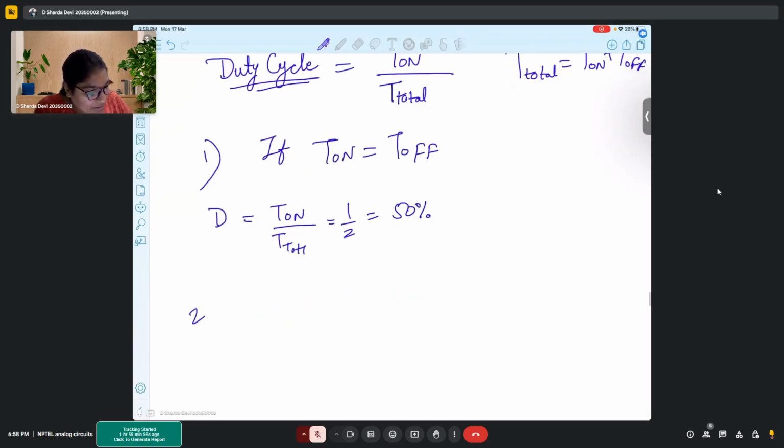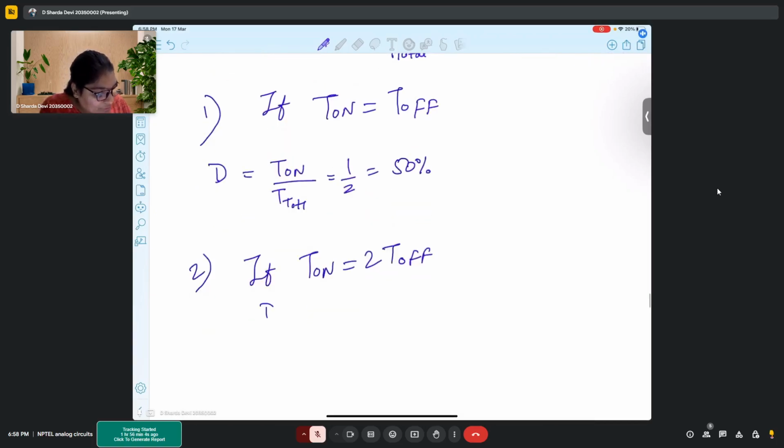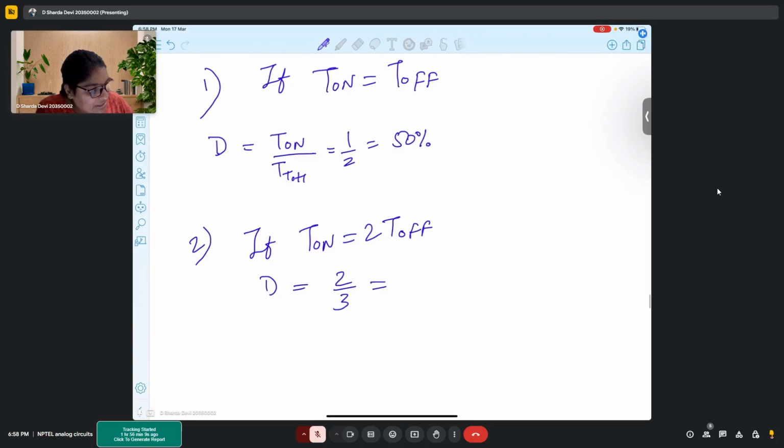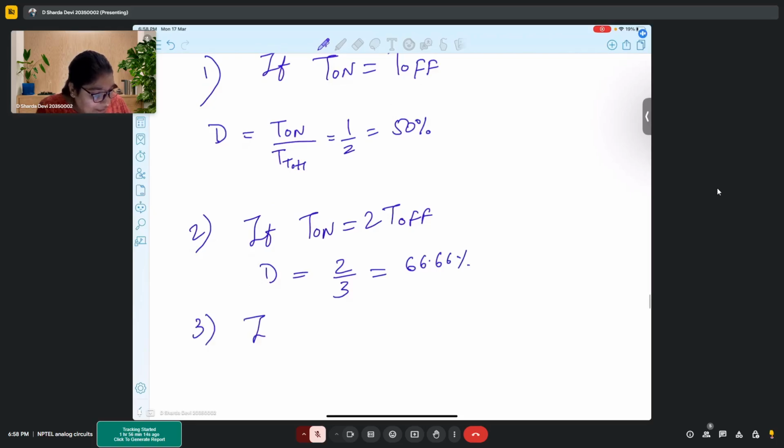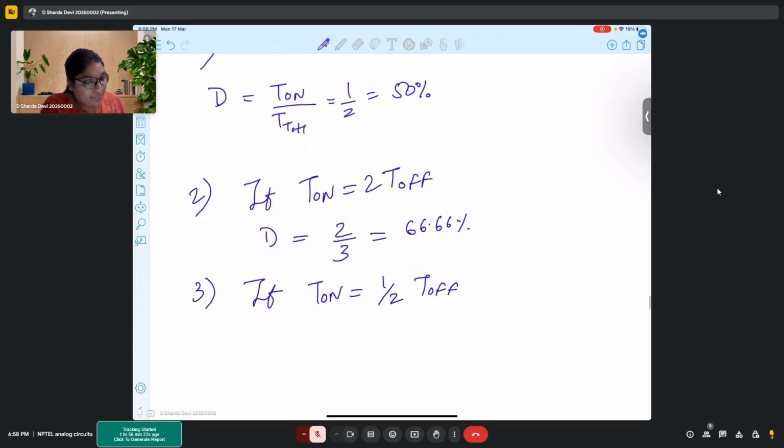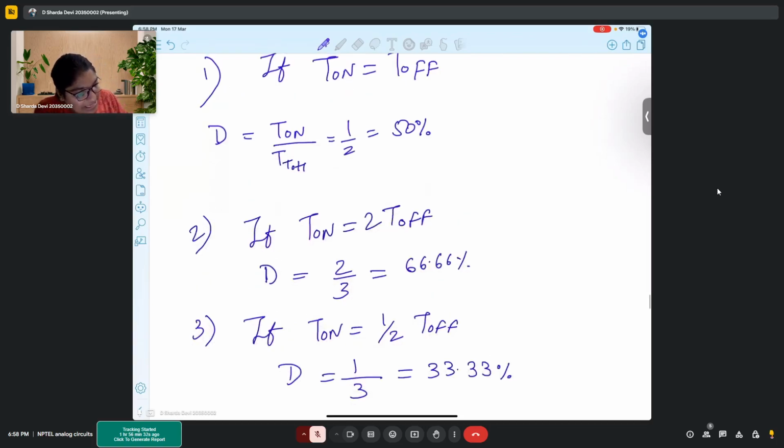This is case 1. Now in case 2, if I say my T on is twice of T off, then my duty cycle becomes 2/3, right? Which is 66.66%. And if it is the other way around, T on is half of T off, or T off is twice of T on, then my duty cycle becomes 1 upon 3, that is 33.33%. So this is how your duty cycle changes.